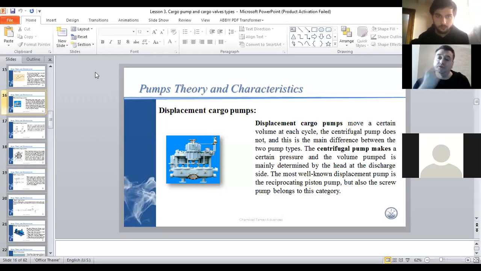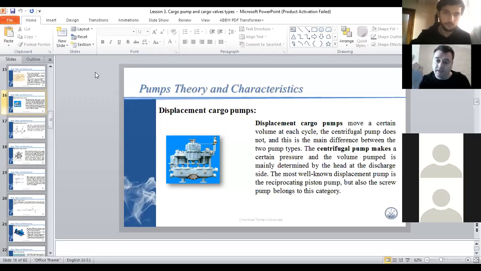The centrifugal pumps work continuously with the liquid. So it is not taking partial cargo. It's just continuously taking the liquid and, non-stop, passing the cargo to the pipeline. The displacement cargo pump moves a certain volume in each cycle. So you can very easily understand how the displacement cargo pump works.